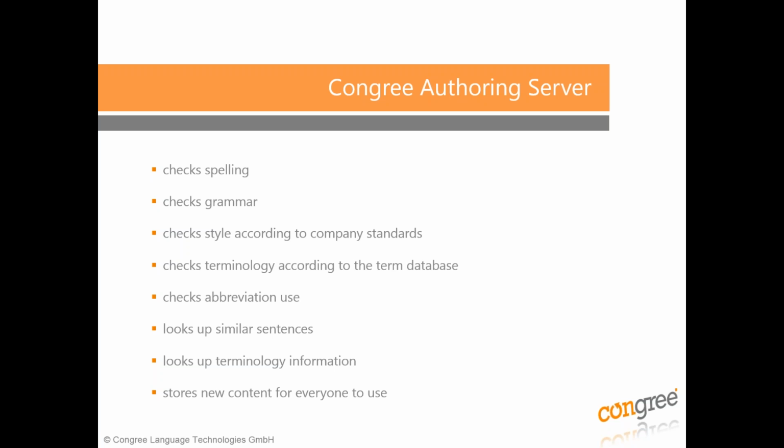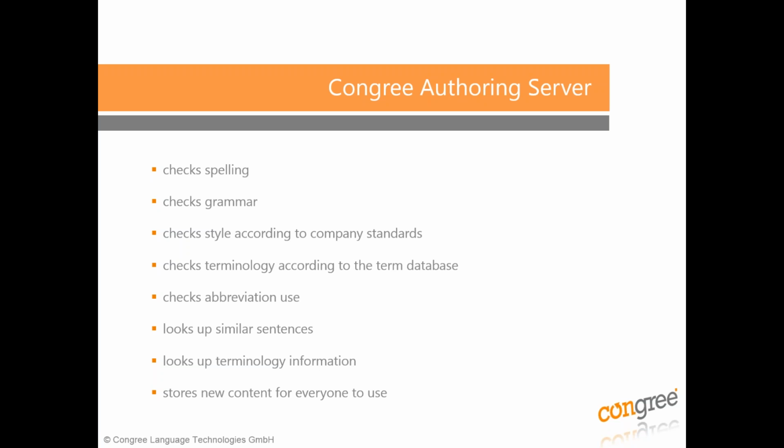Also, it checks for terminology according to the term database. So if you have a term database in-house and you manage and collect terminology and would like to enforce that this terminology is also used and considered, the Congree authoring server is for you. The same goes for abbreviations. So if you have custom abbreviations, or if you want to ensure that only abbreviations are used which are easy to understand for the customer, this is also something the Congree authoring server checks.